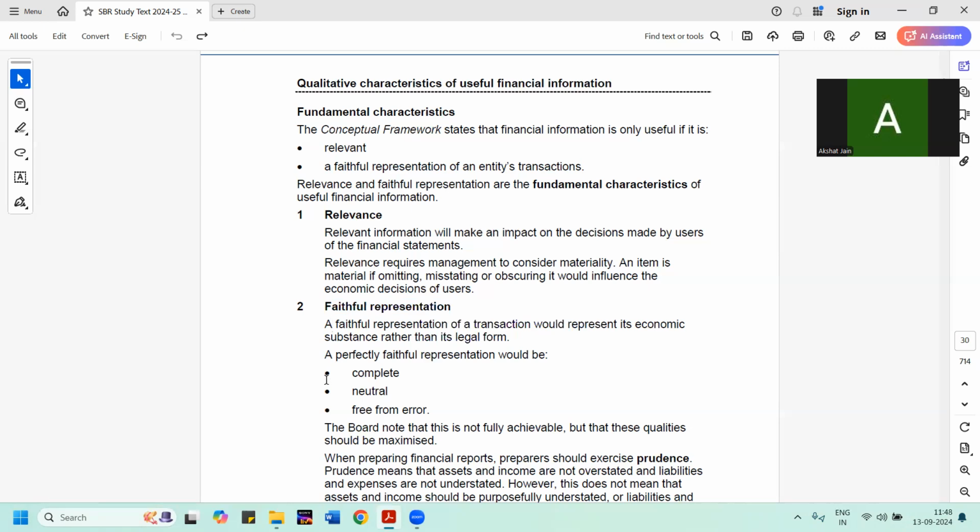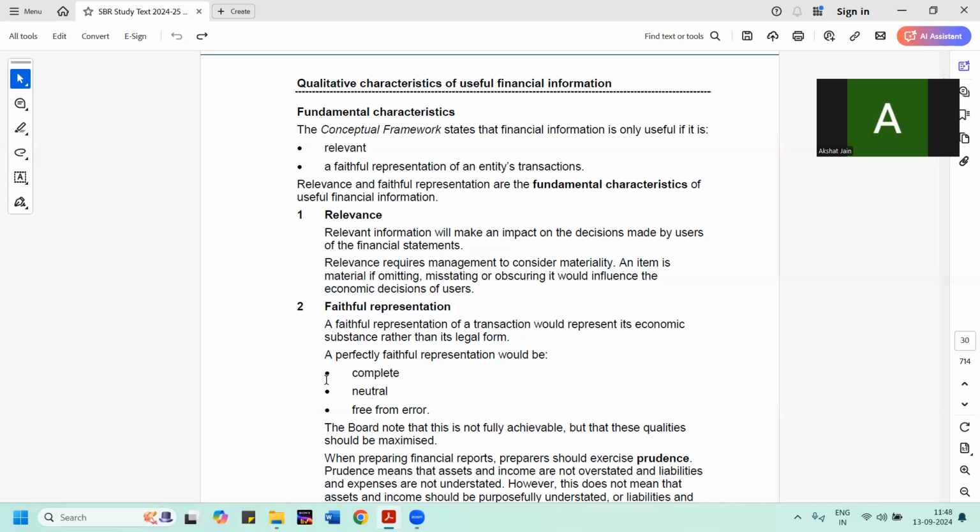So, faithful representation is just showing the true nature of information. Faithful representation would show the economic form or substance rather than the legal form or the metaphysical form of the transaction or whatever the information is. So, faithful representation would be complete, it would be neutral, and it would be free from error.